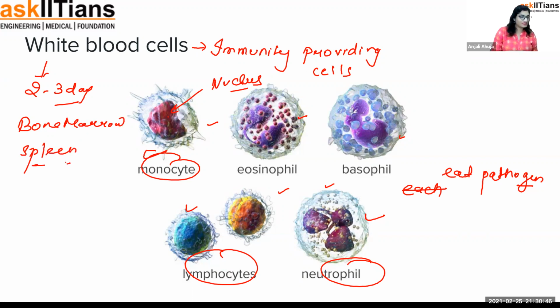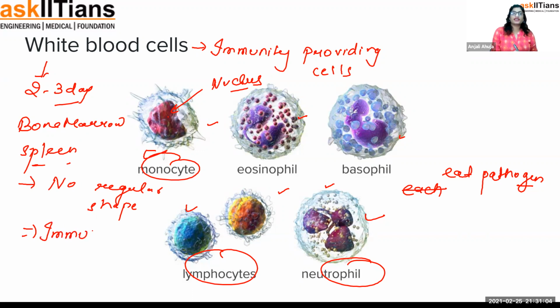Is that clear? So you will say they are colorless, and they do not have any regular shape. If you see their shape, they do not have any regular shape. So no regular shape of WBC. Next, if you want to talk about the function, you will say they are providing immunity to the body and healing the wounds. This is all about the WBC.